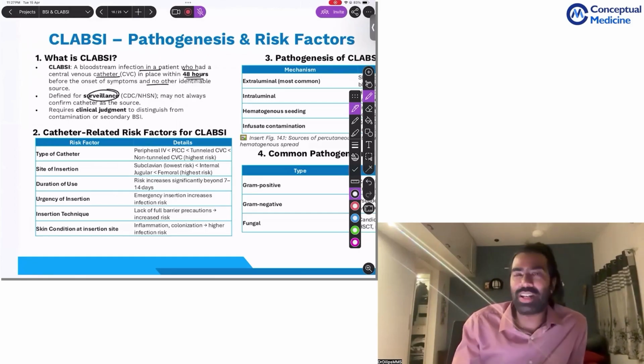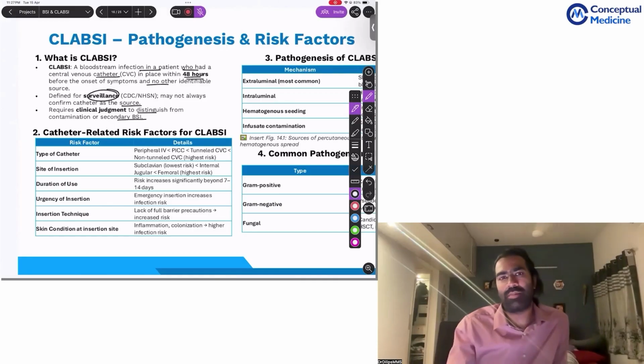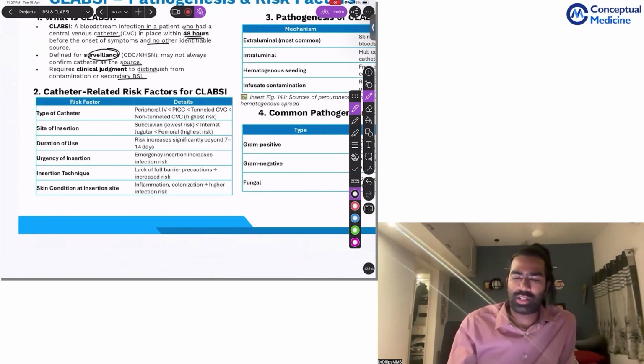It's different for surveillance by various societies like CDC and NHSN, but it may not always be a confirmed catheter as the source. That's very important. So it requires clinical judgment to distinguish from contamination or secondary bloodstream infection. So what are the risk factors?